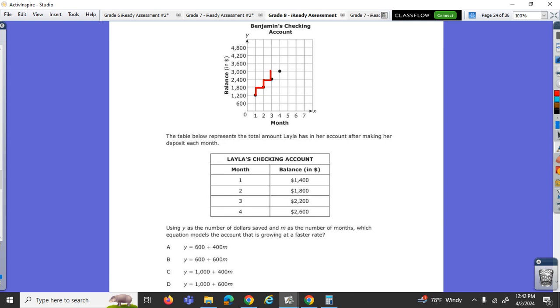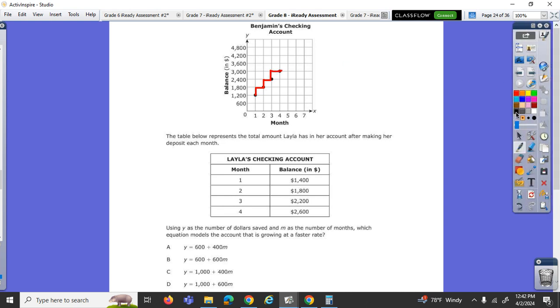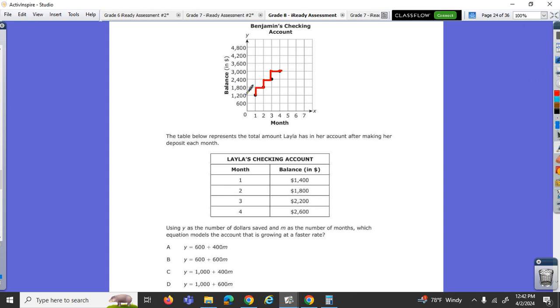Rise over run. Let me use a little darker color here. It looks like we're rising by $600, so rise 600, and running each time by 1 month. So rise 600, run 1. His slope would be 600. Okay, let's take a look at Layla's.